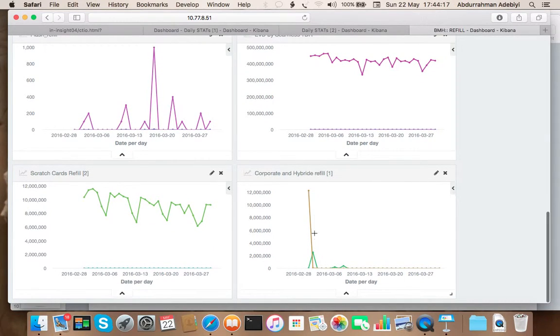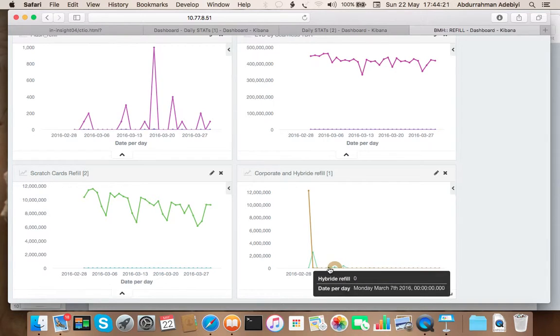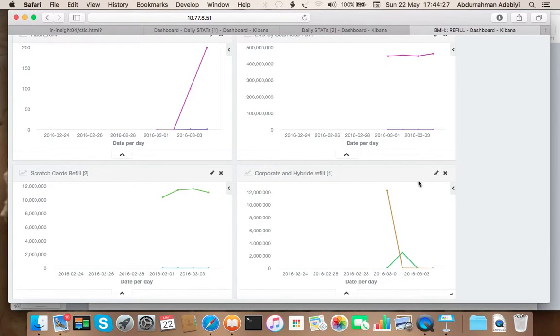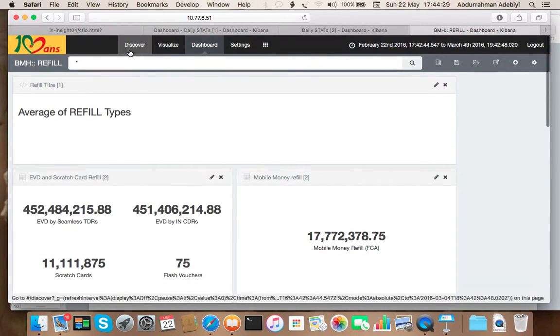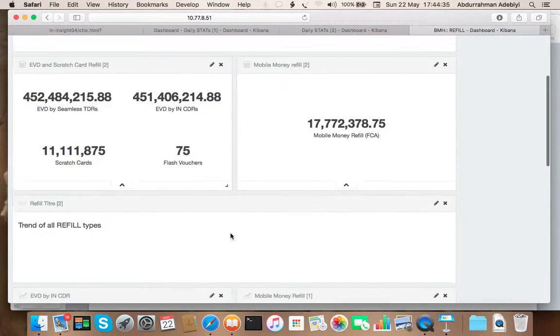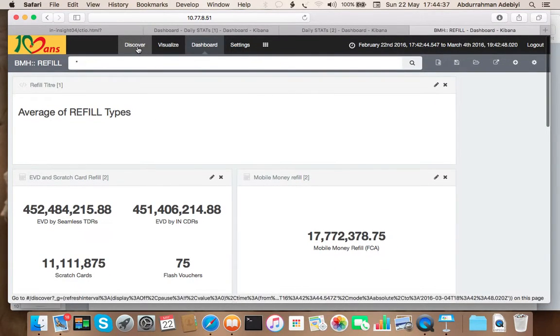Corporate and hybrid refills are not quite distinct; it's really not been happening. Okay, so there are no specific patterns to note there, except that the voucher refill scratch cards are really dwindling.